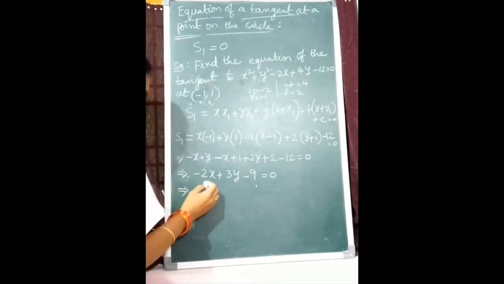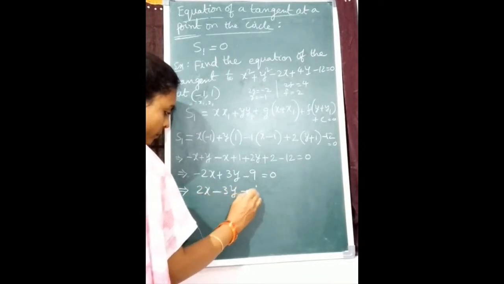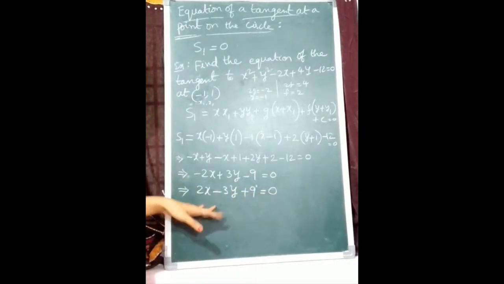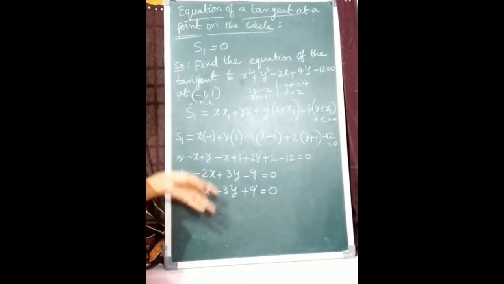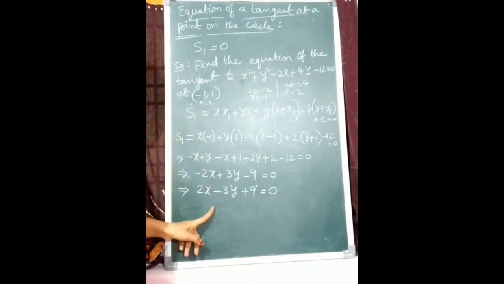So multiplied with minus, 2x minus 3y plus 9 is equal to 0. This is the tangent equation. It's very important. 2 marks ki tangent equation eppudu adugutu untadu. Tangent equation, find the tangent equation at a point ani iste matram S1 equal to 0 kattali.